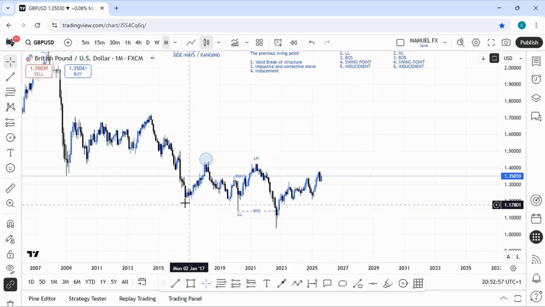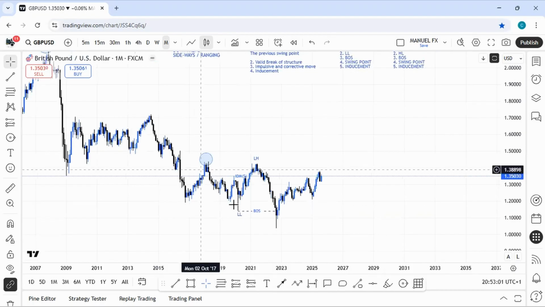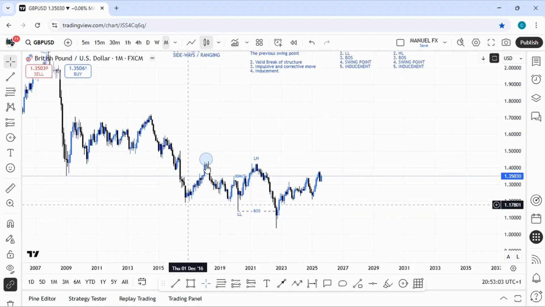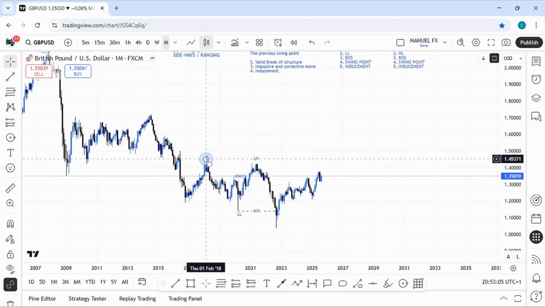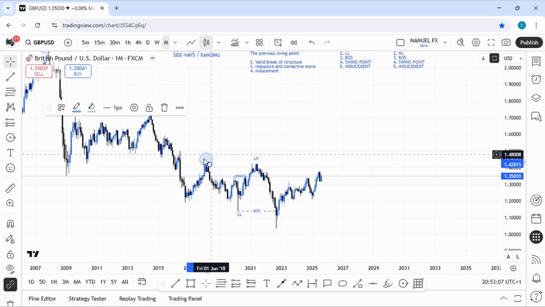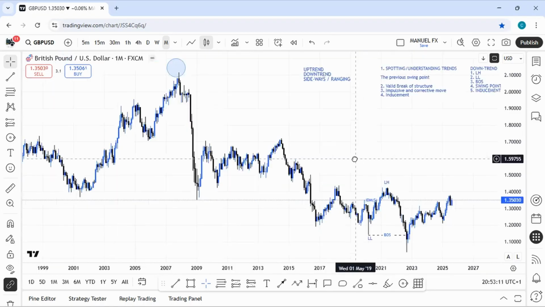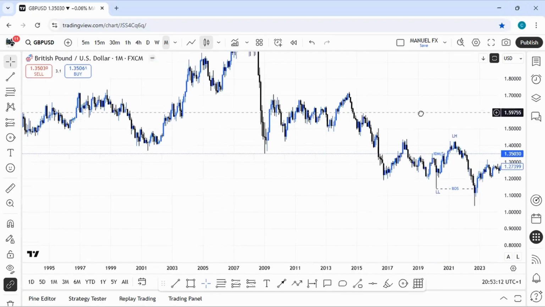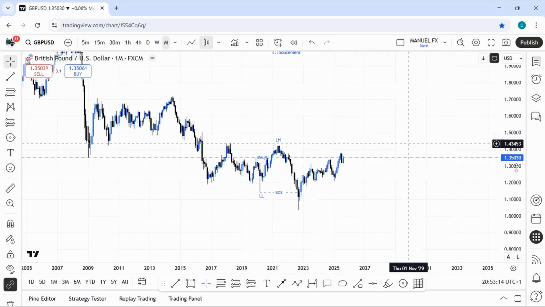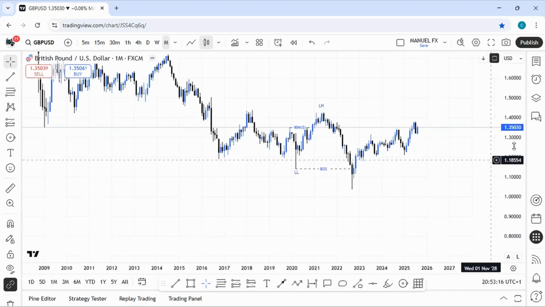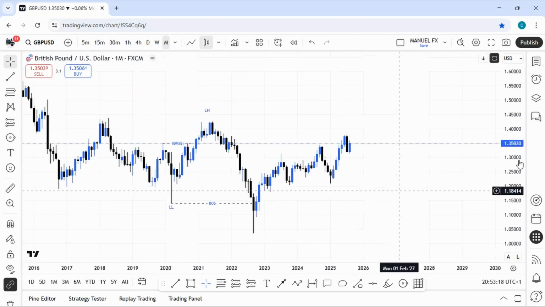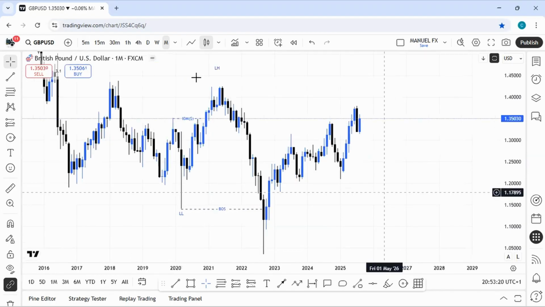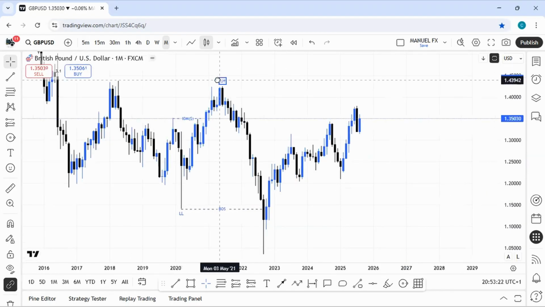Was this low broken? Yes, but it was broken by wick. So this place is not a valid high. I'm still going to explain why it's not a valid high. But then this is a high. This is a lower high.